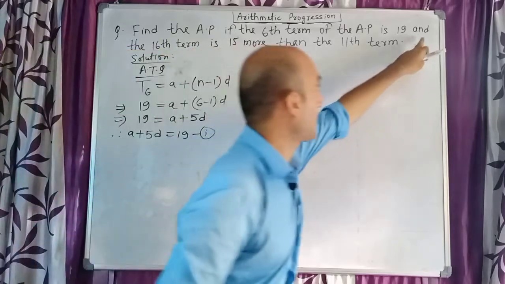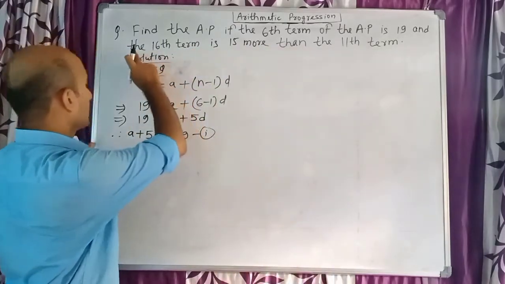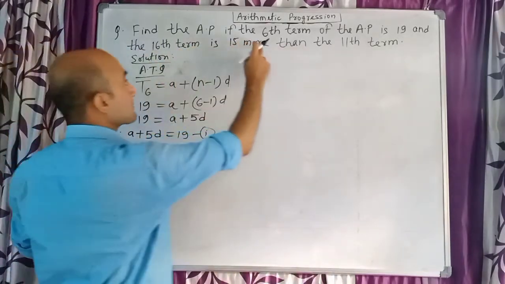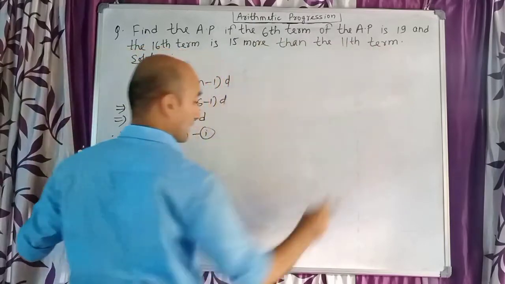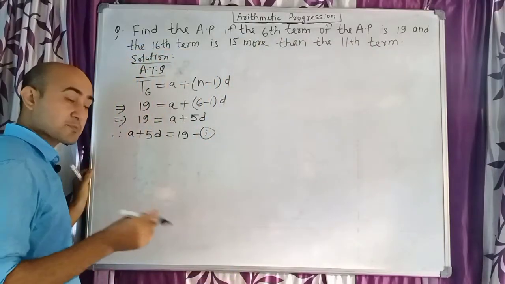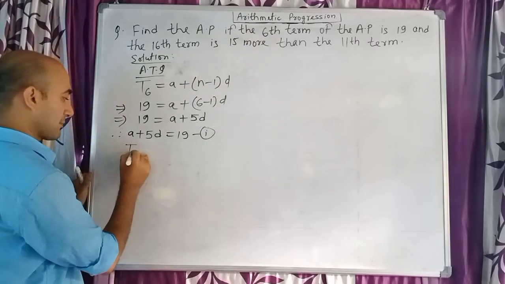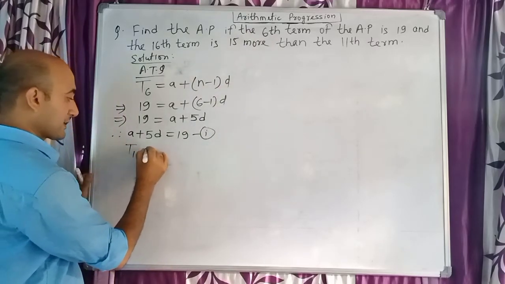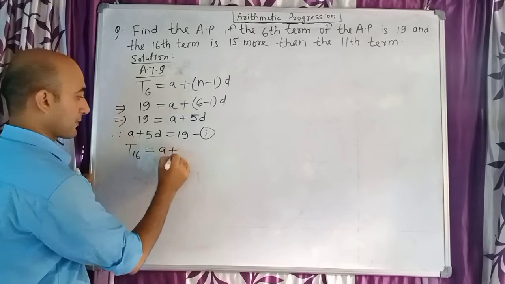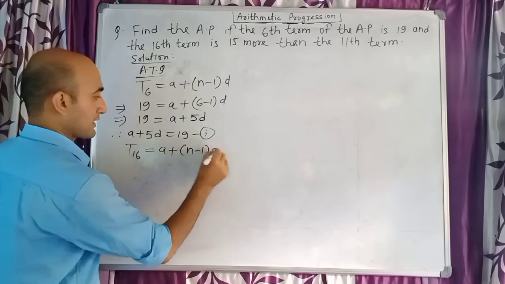Now my second condition: the 16th term is 15 more than the 11th term. So the 16th term has been compared with the 11th term. So let us first find the 16th term. T16, my 16th term formula will be A plus n minus 1 d.